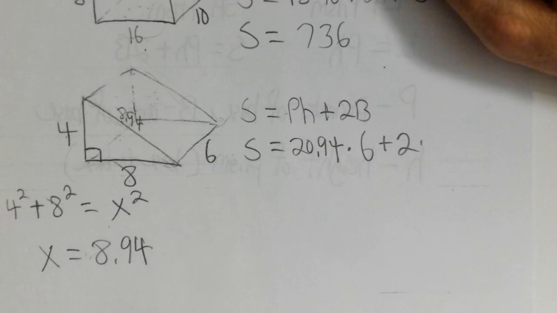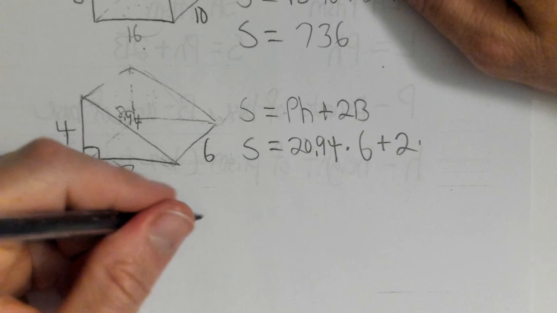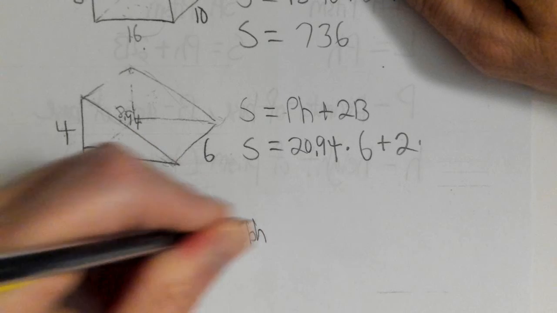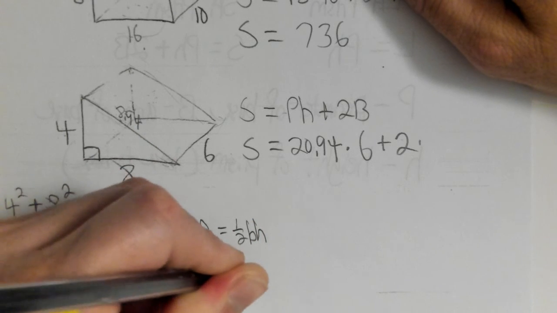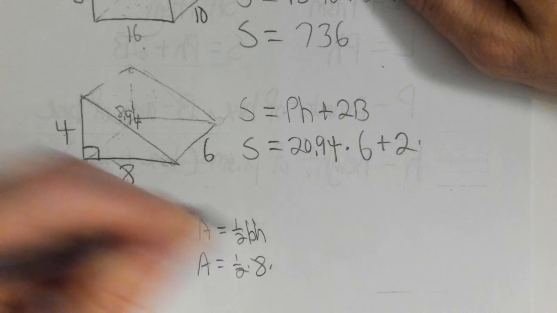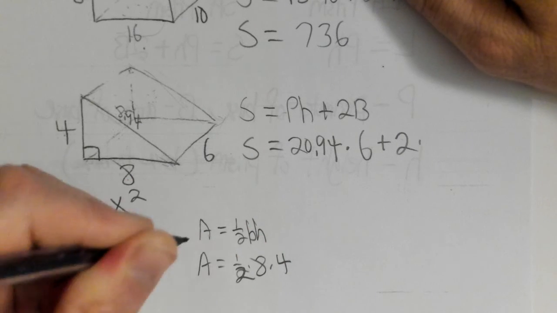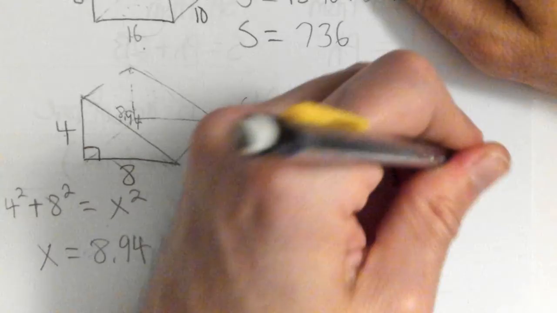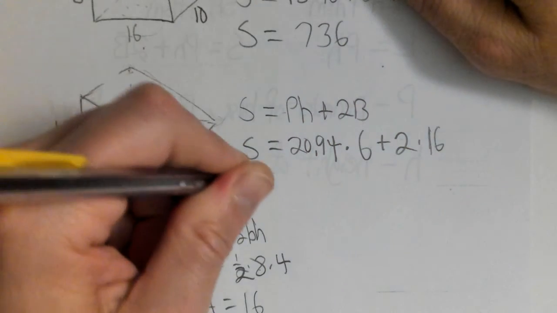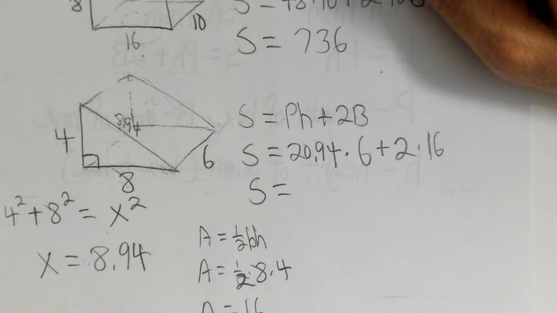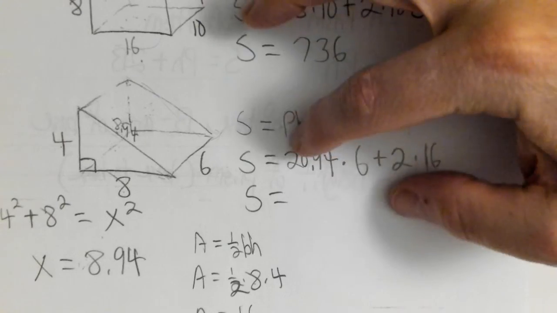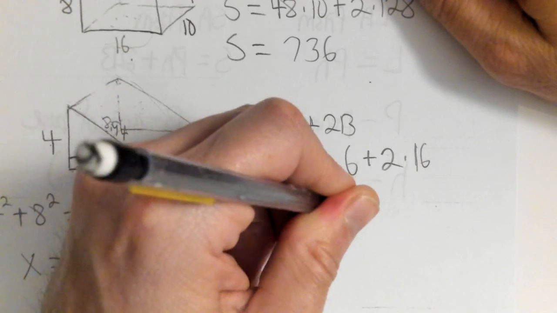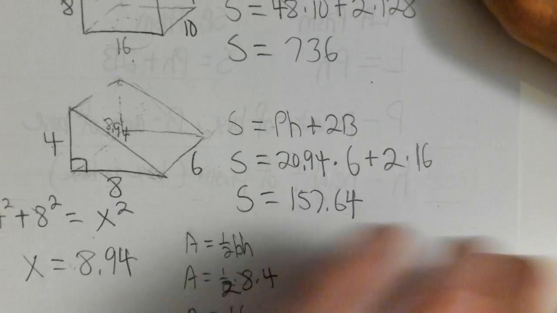So once again, I have to go off to the side and calculate the area of this triangle. Area of a triangle is 1/2 the base times the height. So it'll be 1/2. What's the base? 8. What's the height? 4. Okay. Half of 8 is 4. 4 times 4 is 16. So the area of the base is 16. And now we've got everything that we need to plug into the calculator and come up with the right answer. If you plug these in, add them up, you would get 157.64, and that is your surface area.